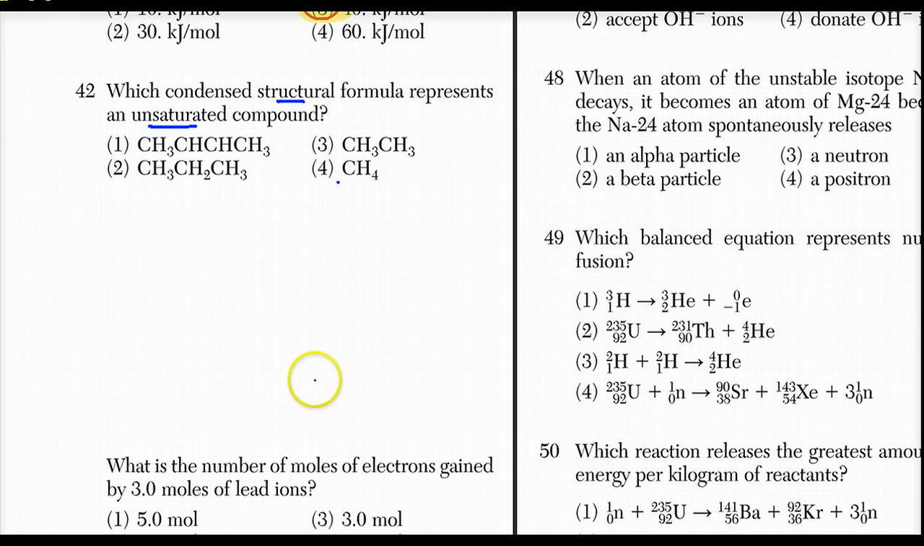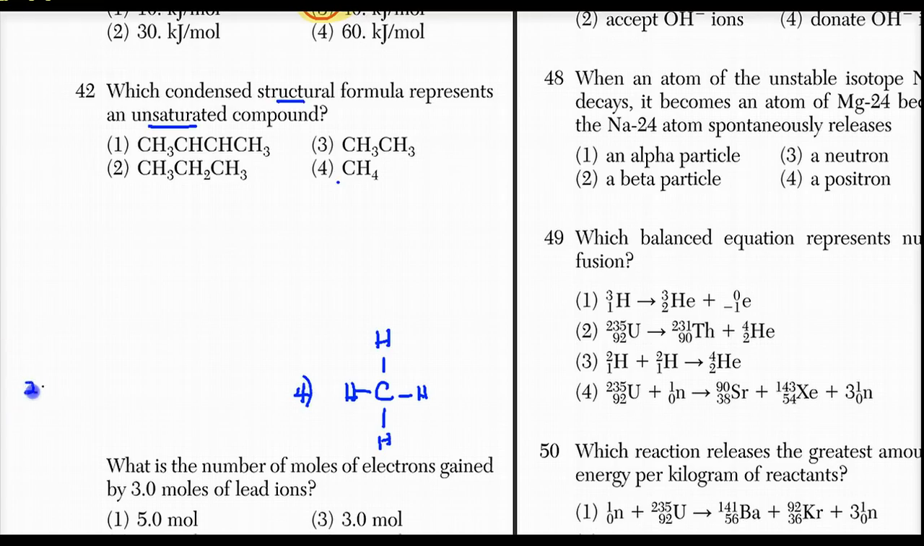Case in point, the fourth choice is methane. I have a carbon and I have these H's here. Because I'm not bonding to any other carbon, I am maximizing the amount of H's I have. So number 4 is clearly saturated. By the way, it's an alkane. It's called methane.